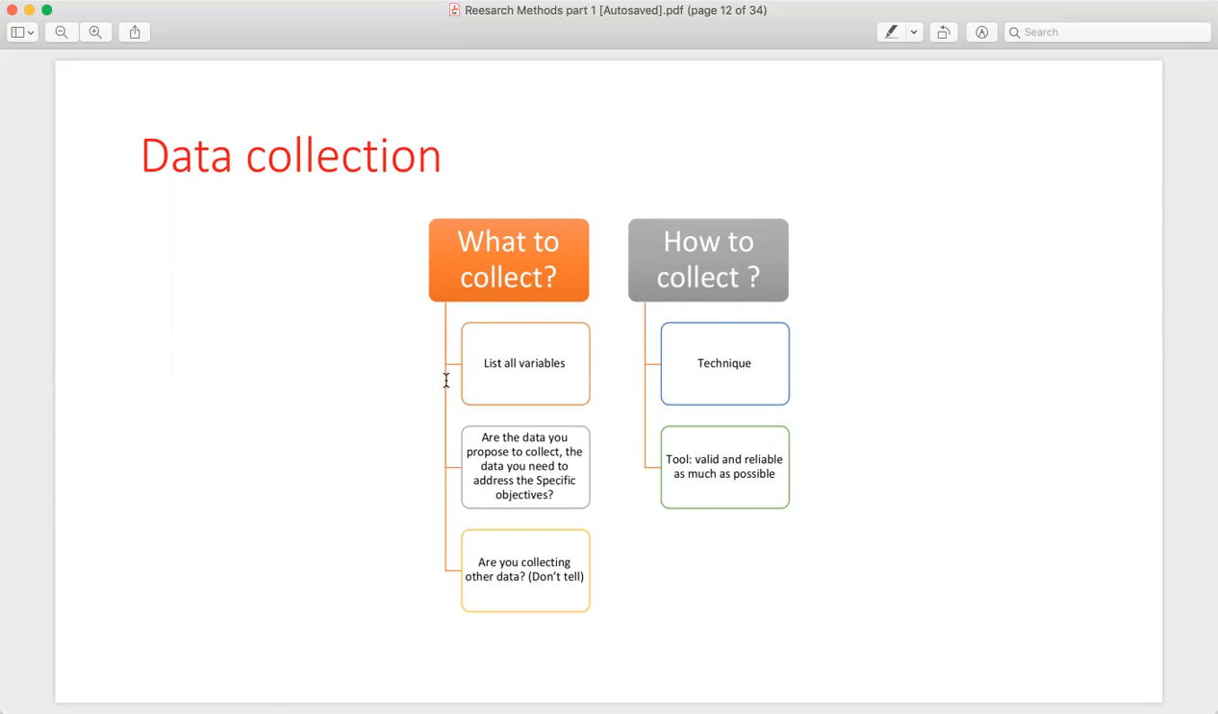But for the purpose of a master's thesis, unless you are really, really interested, I would not suggest you collect more data than you need. And if you are collecting more data, then you have to get ethical approval for that, but it is not necessary to include it in your thesis proposal. And in terms of how to collect data, we would have to report both the technique and tool of the data collection.